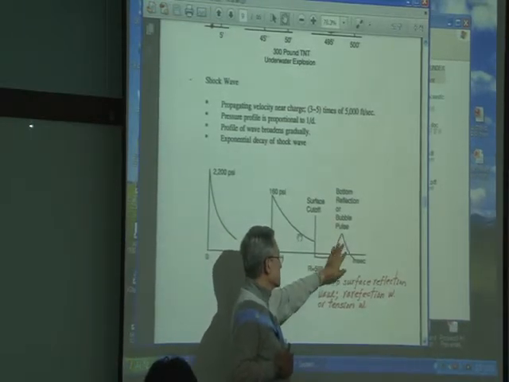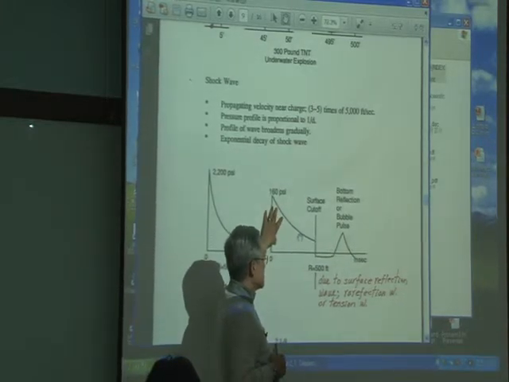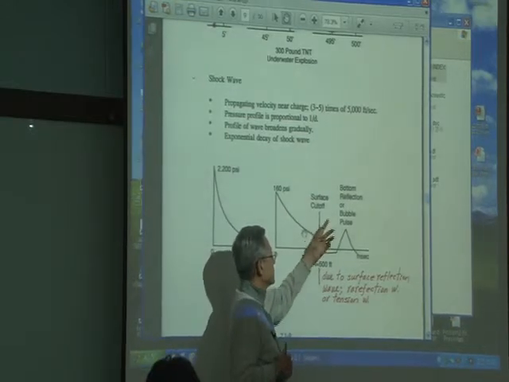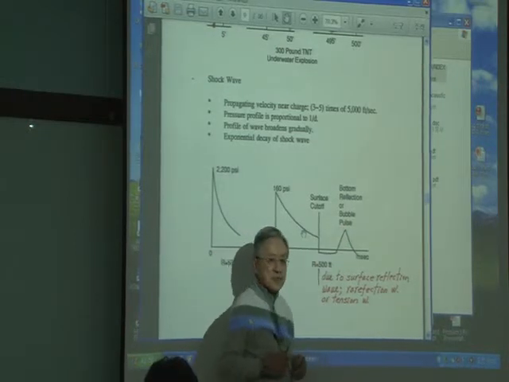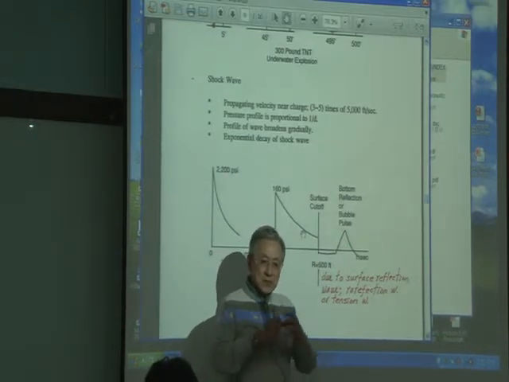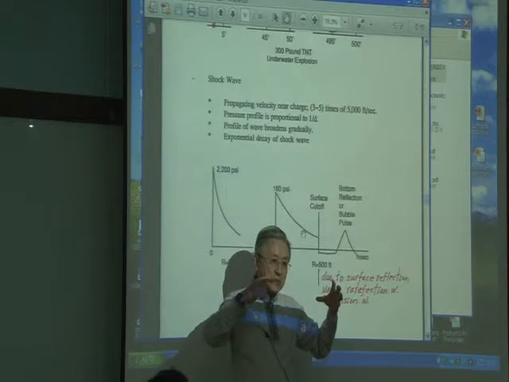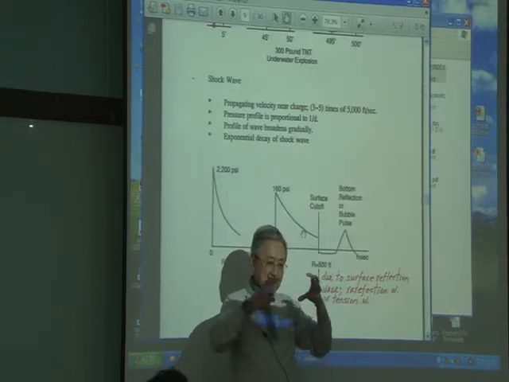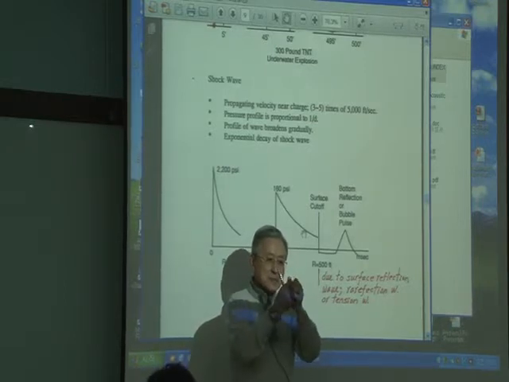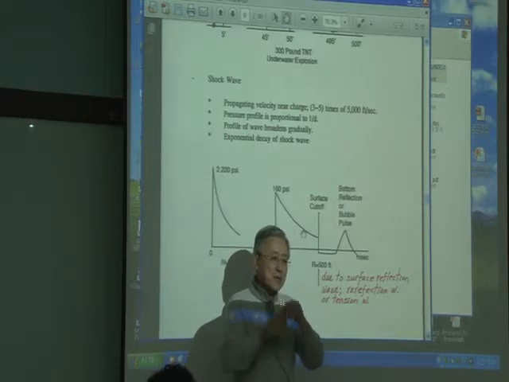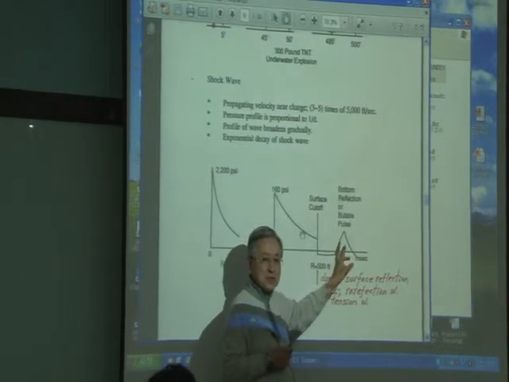So this is really small compared to the initial shock wave, and could it be due to the bottom reflection or bubble pulse? What does bubble pulse mean? As we talked about on Friday last week, not the week before, the gas bubble grows, then shrinks, then loses stability and collapses. When the gas bubble collapses, what happens? It generates a small pulse. That's the small pulse that will be generated.